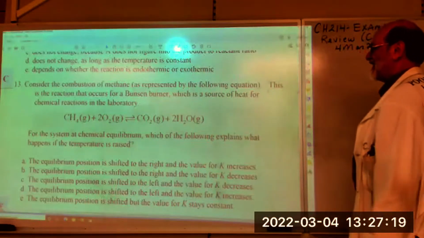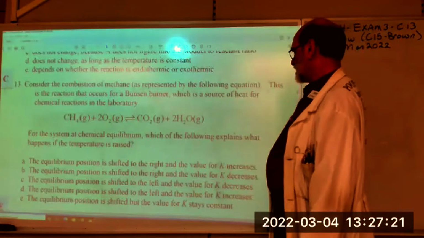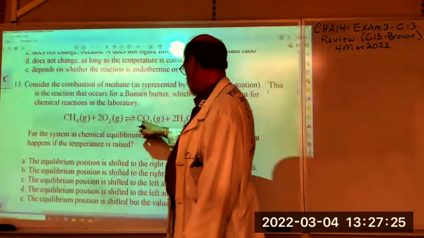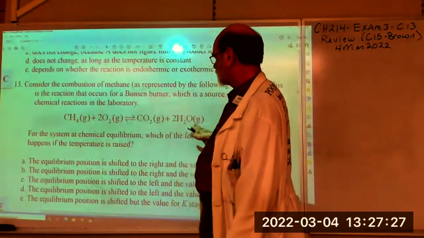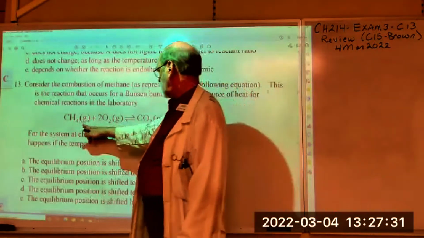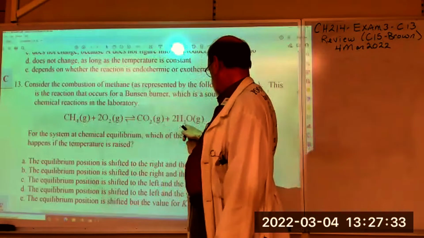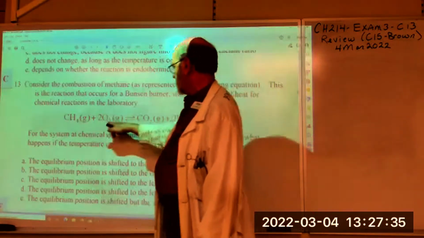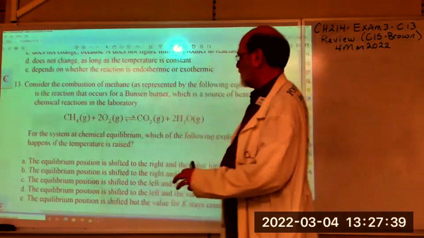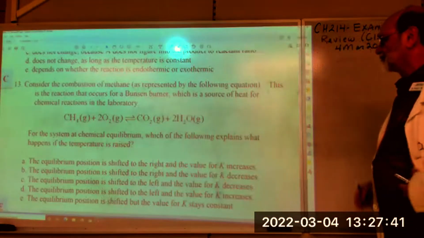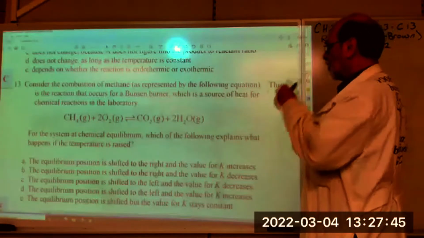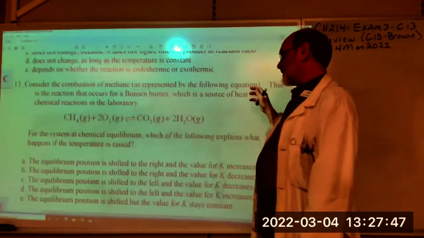Combustion of methane. Let's see, is this balanced? That's methane, yep. Oxygen, carbon dioxide, water, that's true. One carbon, four hydrogens, four oxygens. 2 plus 2 is 4. Okay, we're balanced. So it's a source of heat, that means it's exothermic.